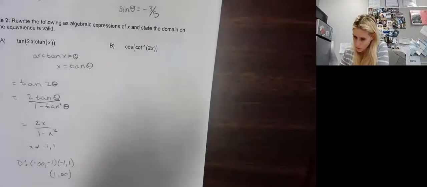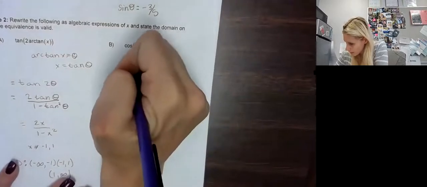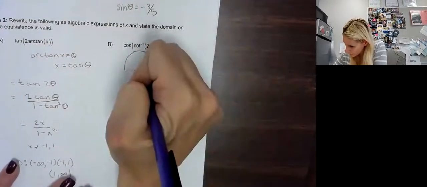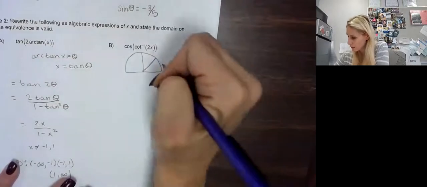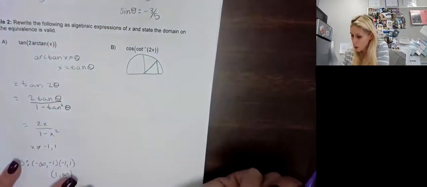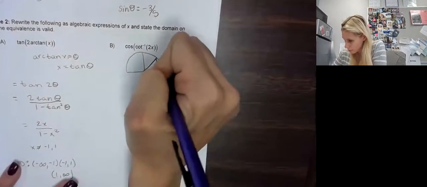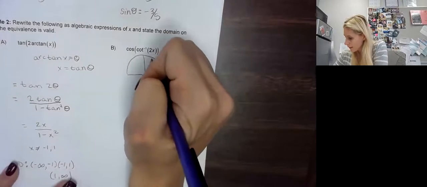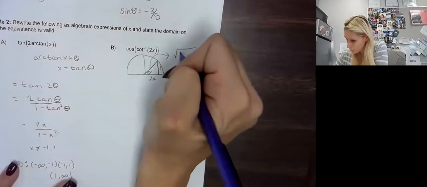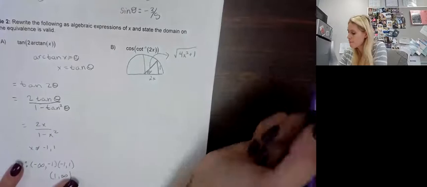Okay, let's look at B, cotangent. So cotangent of 2x. Well, I want to draw this out because maybe it will make me look at it a little bit differently. Okay, so cotangent is positive 2x, so we know we're in the first quadrant there. Cotangent is x over y, so 2x all over 1, right? Now we can use the Pythagorean theorem and find that our r is the square root of 4x squared plus 1. If you need to do that Pythagorean theorem out, go for it.